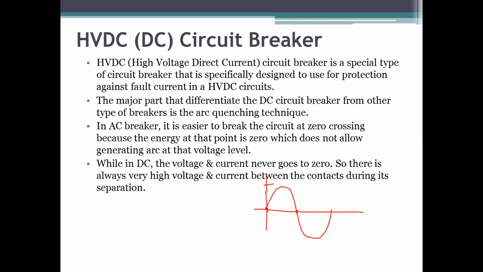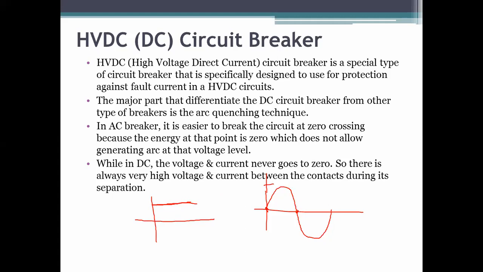Naturally we are getting zero current here. But if you consider the DC circuit, how is the waveform? For DC, it is a continuous supply. Direct current means it is a continuous supply. So is there any natural current zero? Yes, when we are using this AC circuit, there is a natural current zero.